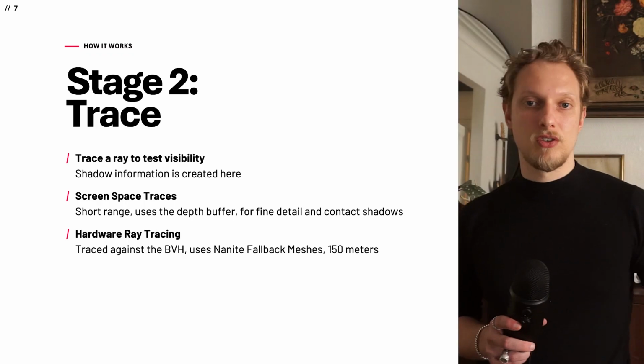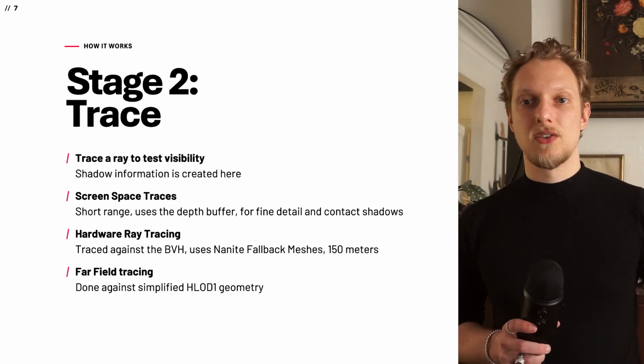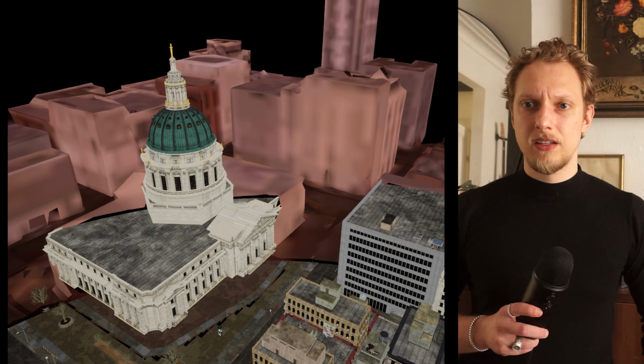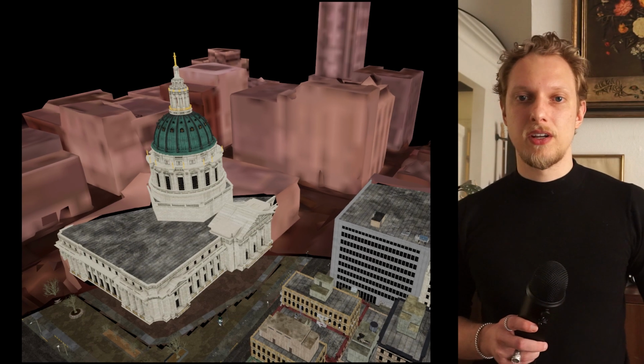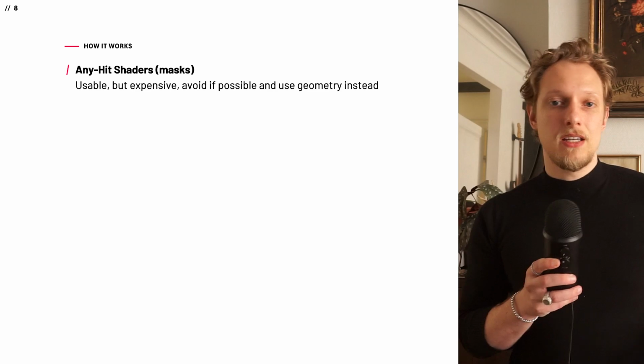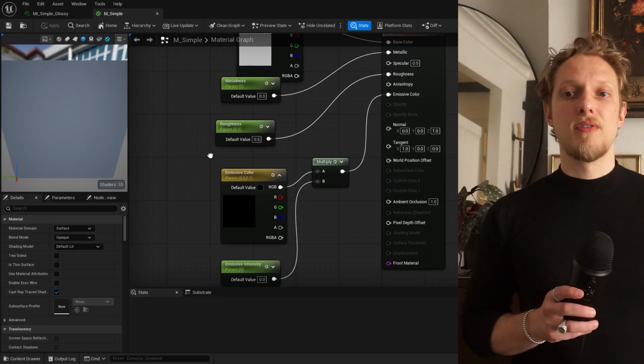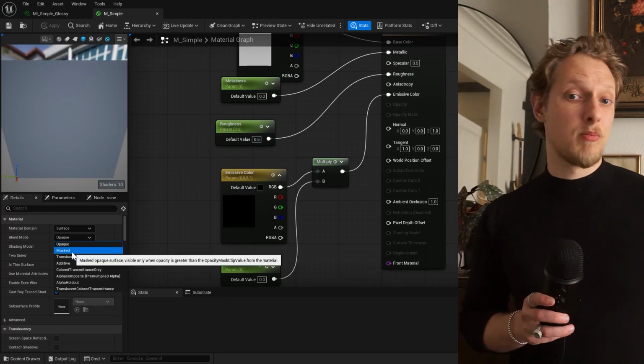Optionally, you can extend the coverage further. There's far-field ray tracing against heavily simplified merged HLOD geometry for distant objects. This does require World Partition HLODs to be built. For alpha mask geometry, like foliage, a retrace using any-hit shaders is available. It is accurate, but it is expensive, so avoid alpha masking in content where possible.